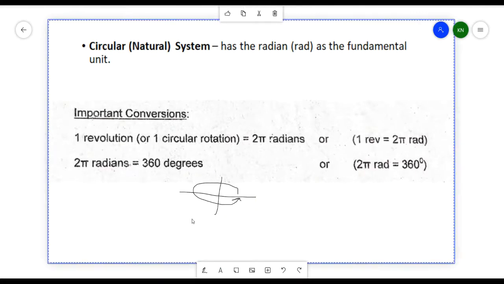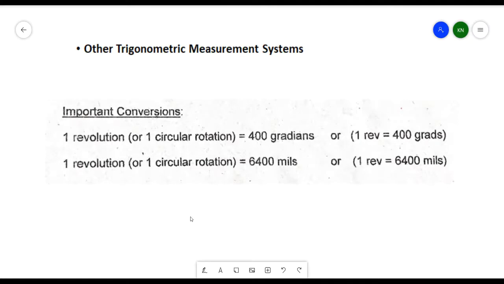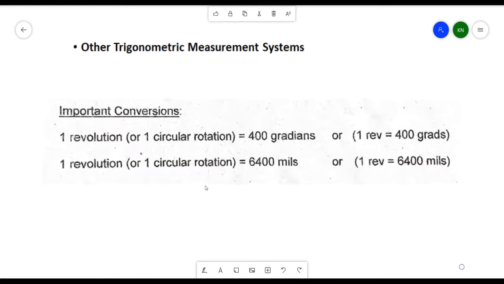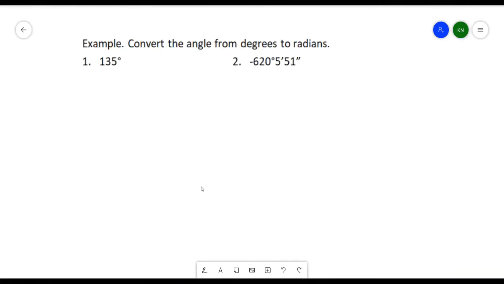Another one is the other trigonometric measurement systems. For the important conversions, we have one revolution is equivalent to 400 gradients, and one revolution or one circular rotation is equivalent to 6,400 mils. So basically, these are the equivalent conversions that you need to remember. Now we will be discussing examples.